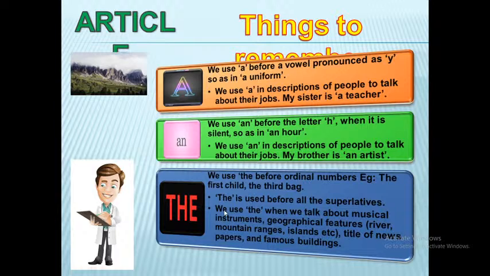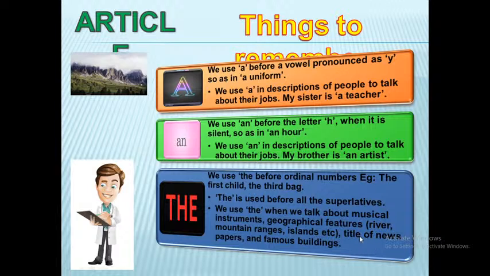And now we use the when we talk about musical instruments, geographical features, river, mountain ranges, island, etc. I already told you samples. Titles of newspapers and famous buildings. So we use the before musical instruments, the piano, the violin, the guitar, examples. The geographical features, the Ganga, Yamuna, the Himalayas, the Alps, islands, the Andaman and Nicobar islands, the Lakshadweep islands.